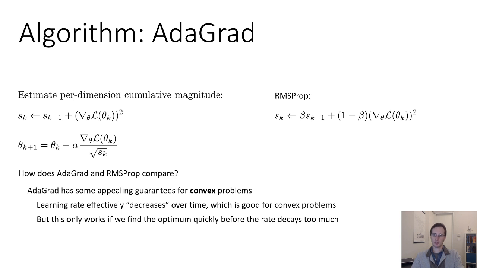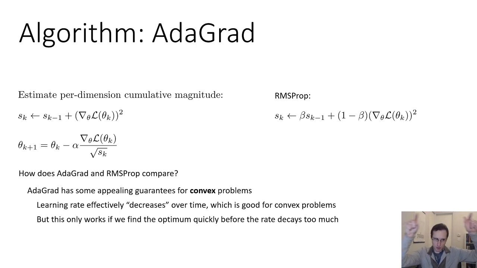Why does the learning rate decrease? Well, because you keep adding positive numbers to sk, so sk keeps getting bigger and bigger. So that means that you're dividing by bigger and bigger numbers, which means that your updates are smaller and smaller. So this only works if you find the optimum quickly before sk gets so big that your updates become tiny. This turns out to work in convex problems because intuitively for convex problems, each successive step can be smaller than the previous one because you're always getting closer to the optimum.